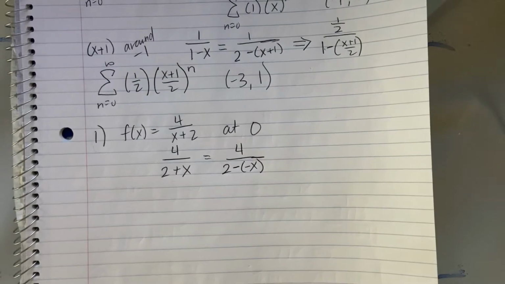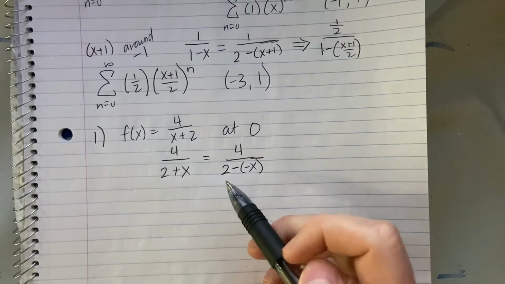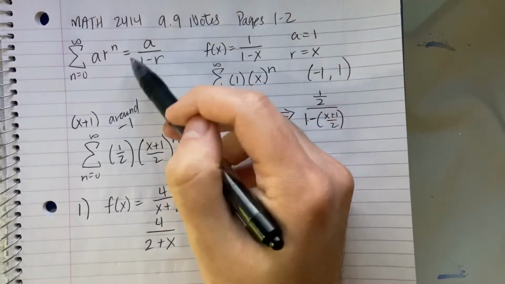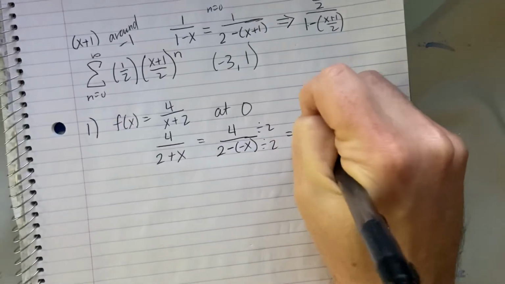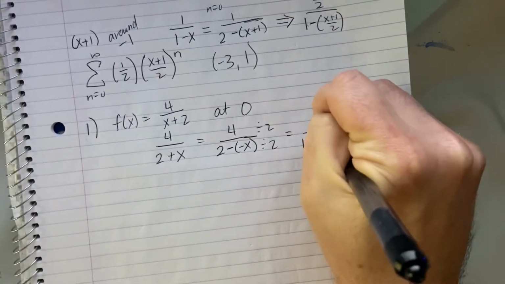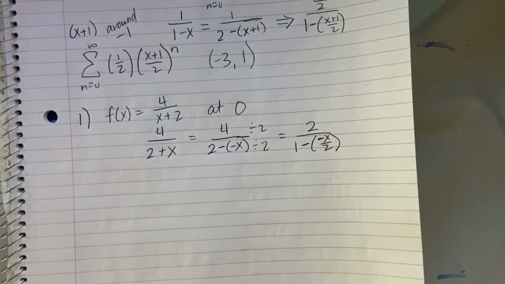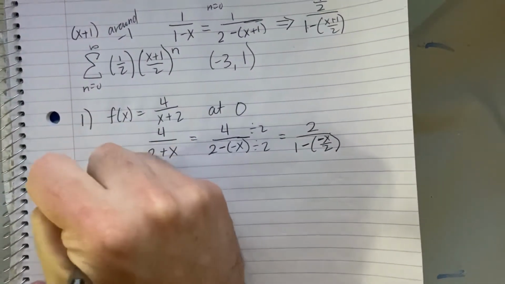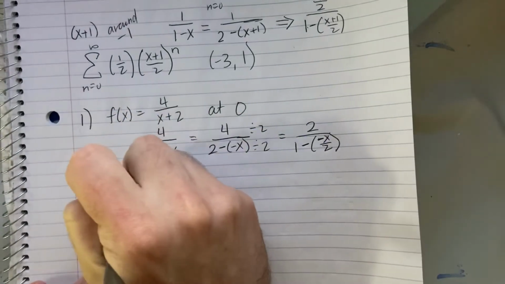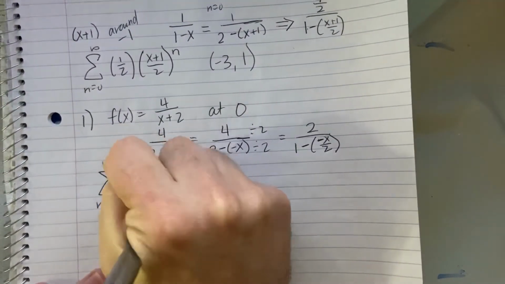So what does that mean? Nothing yet, because what do I always need here every time in order to make it look a over 1 minus r? This has to be 1. So I'm going to divide everything by 2. It's become 2 over 1 minus -x over 2. Now we're in a over 1 minus r territory. So what is the series for this one? Our a is 2, and our r is -x over 2 to the n.